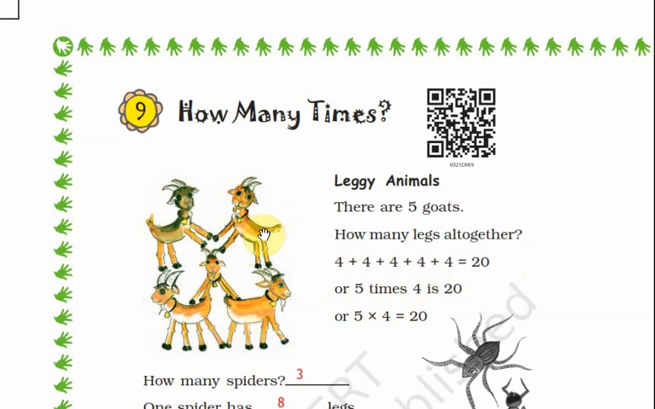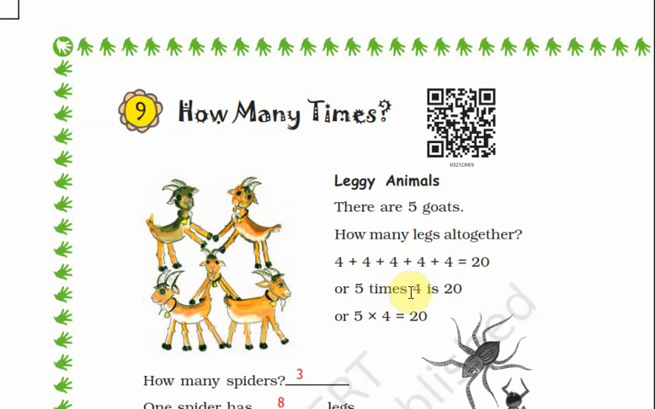So, if you want to find out the number of legs of 5 goats, one goat has 4 legs. So, how many legs do 5 goats have? They have 5 into 4, that is equal to 20. Otherwise, 5 times 4 is equal to 20. We learned that multiplication means repeated addition. You can see the 4 is repeatedly added for 5 times. So, how many times? 5 times. So, if you add a number repeatedly, that makes multiplication.